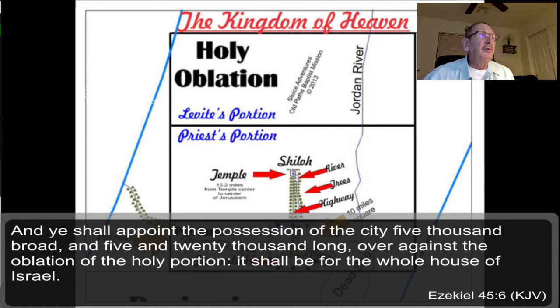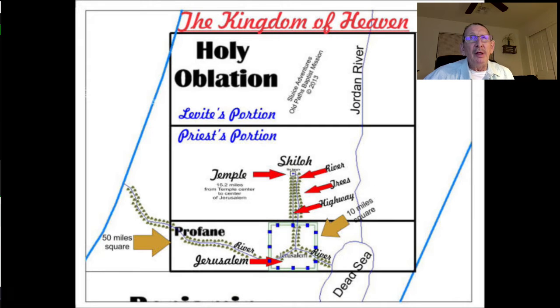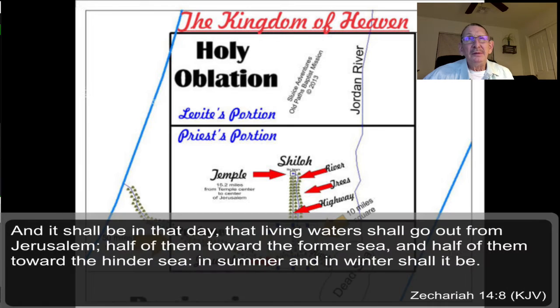This is also foretold, also talked about over in Zechariah 14:8. And it shall be in that day that the living waters shall go out from Jerusalem, half of them toward the former sea, and half of them toward the hinder sea. In summer and in winter shall it be. And this also gives us a clue as to the difference between Jerusalem and the temple. In Jerusalem, it said that, and we'll bring this verse back up.